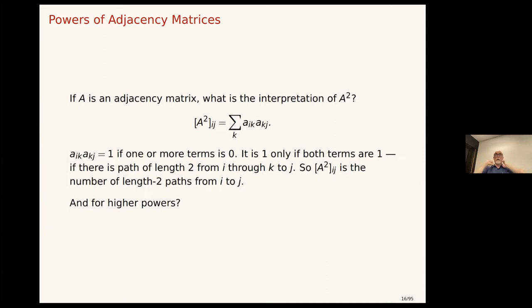Now, we can, of course, also do this with weighted adjacency matrices, right? And then what we have is the total weight of the influence along length 2 paths of influence of i on j.